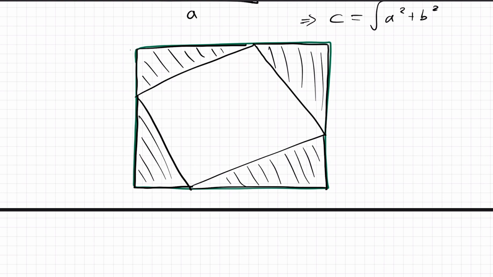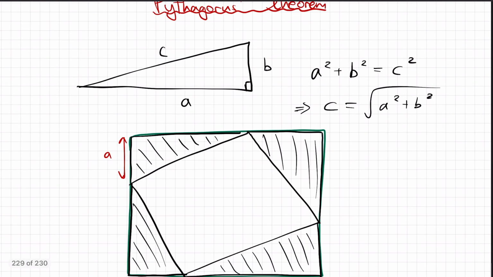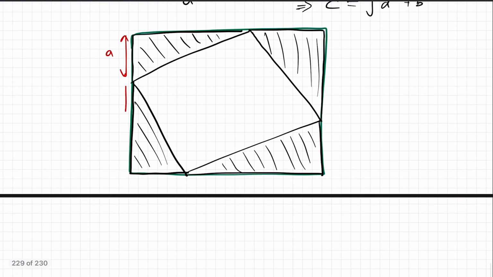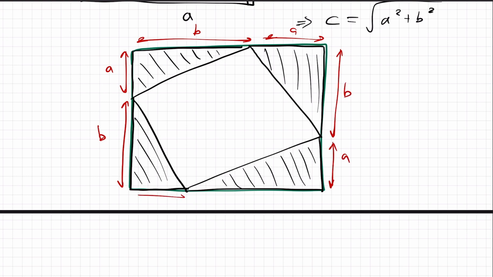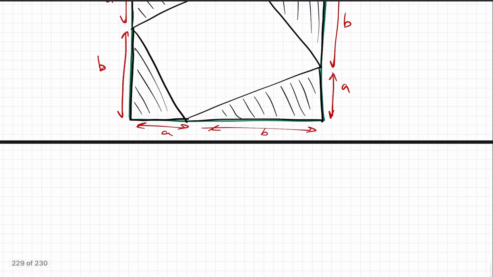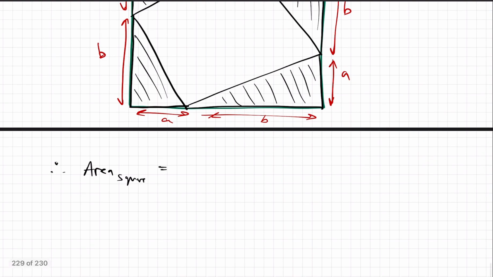Now, the main thing to note is that this length is going to be A. We're going to call A the short side without loss of generality. And this side is B. Since all these triangles are identical, this is true for all of the sides of the square, which I guess is why it's a square. So what this tells us is that the side lengths of this square are A plus B. Therefore, the area of the square is going to be A plus B multiplied by A plus B, or A plus B squared.